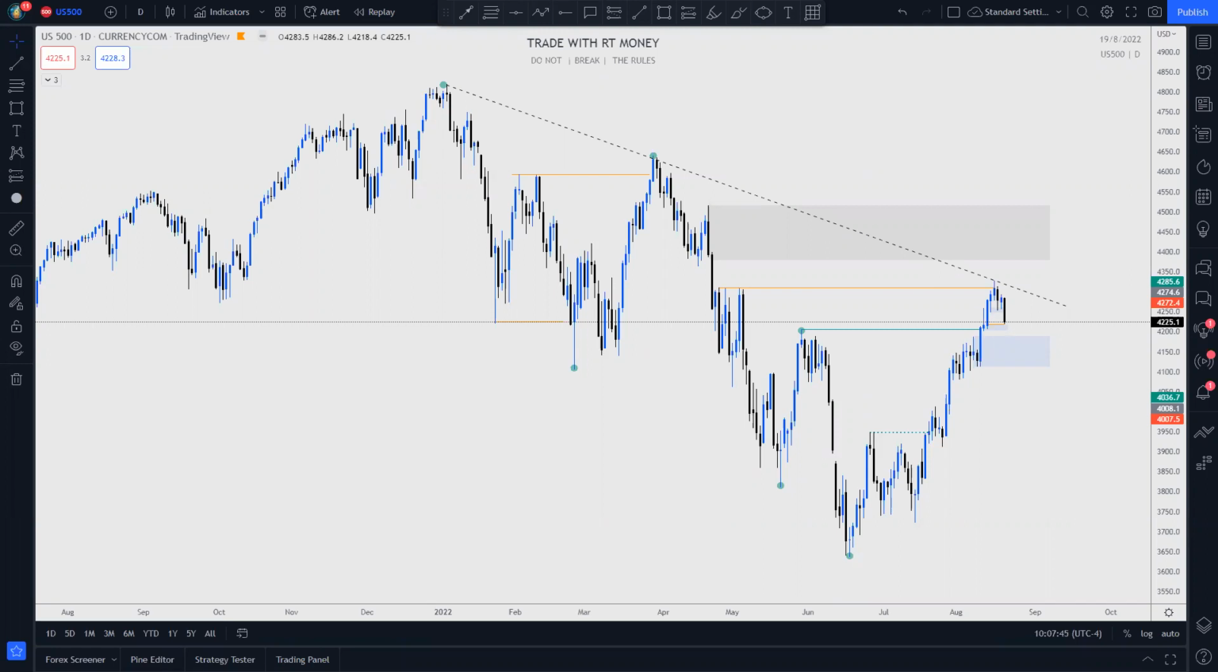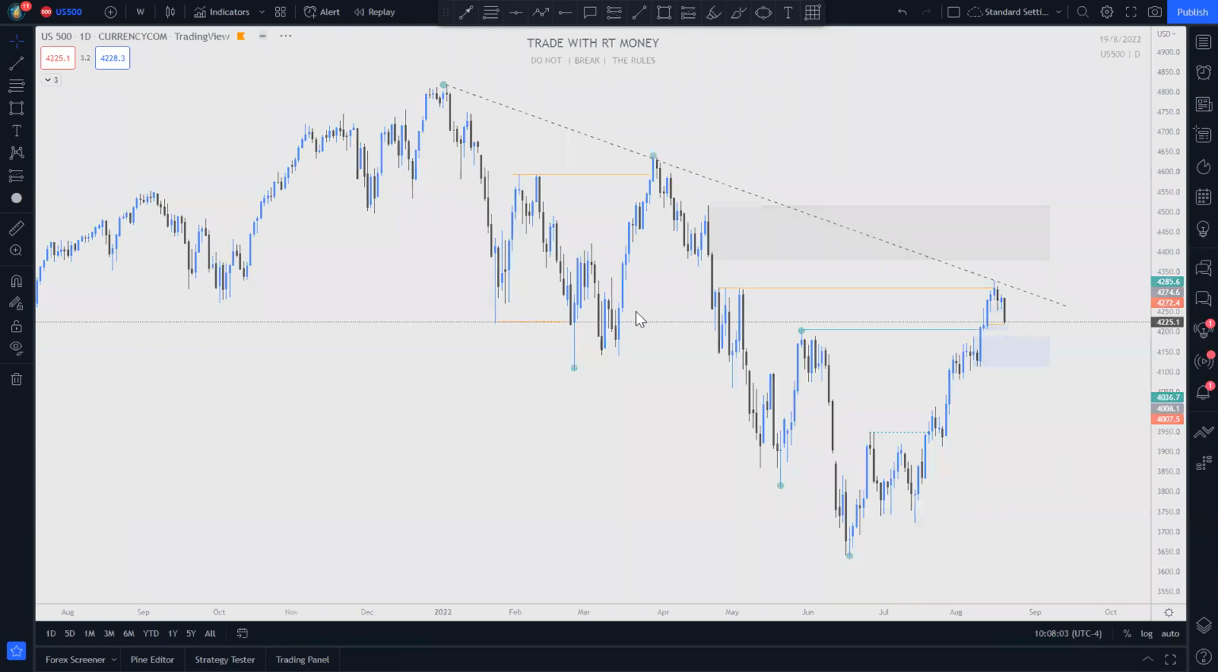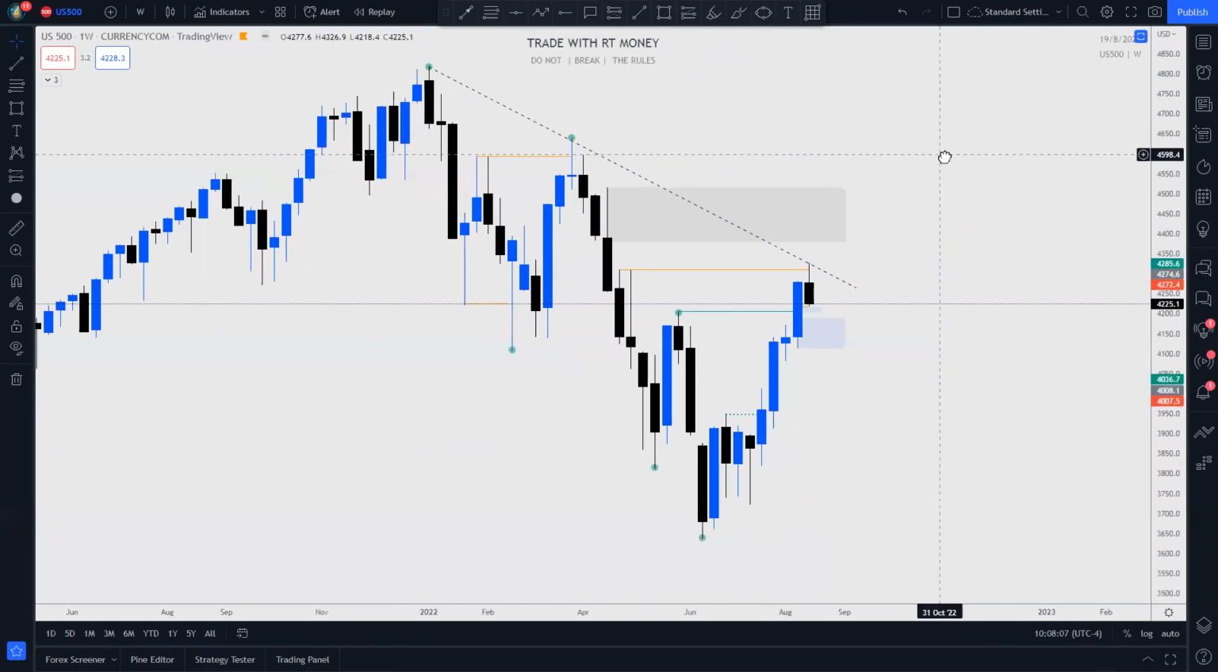Let's take a look at the US stock exchanges. All right, we're going to go over the S&P, the NASDAQ, and the Dow. First we're going to start with the S&P. The first thing I want you to see is the weekly, right? And I want you to see the structure.